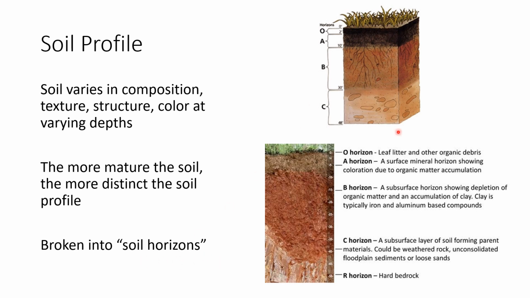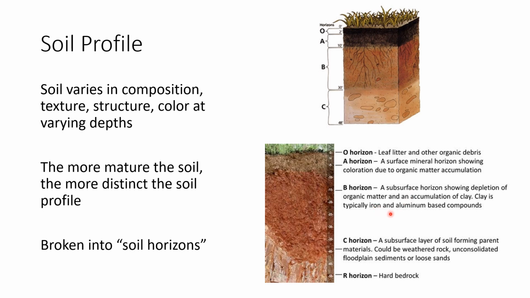So at the top, we have the O horizon, which O stands for organic. That's just like undecayed organic stuff, so leaves, things like that. Beneath that is the A horizon, where we've got basically the topsoil. This is the really good soil that the plants get a lot of nutrients out of.